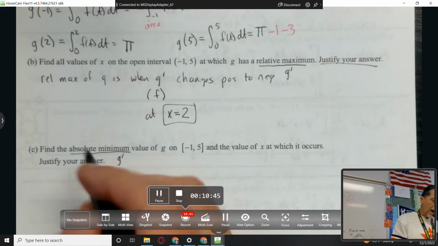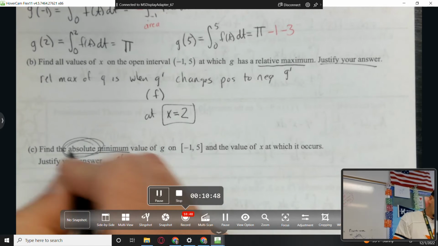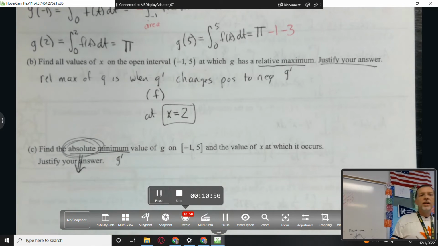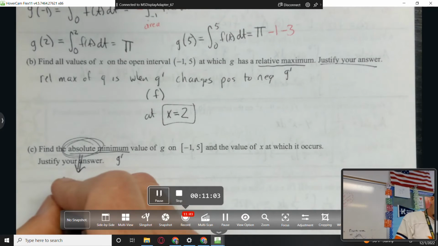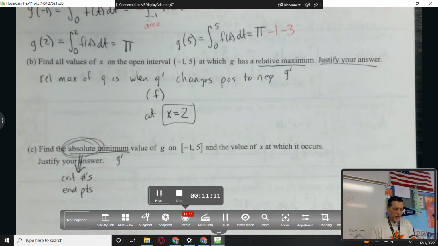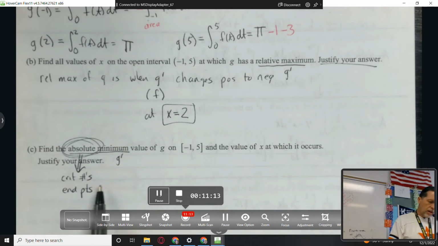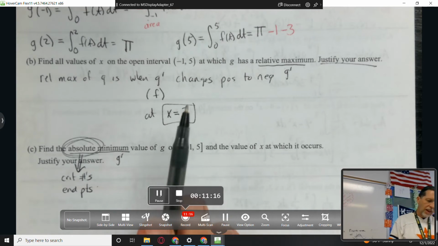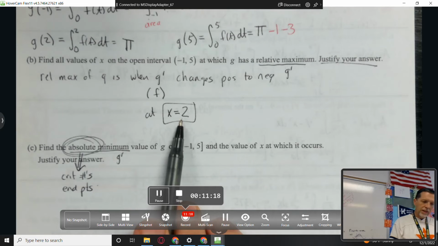Part C, find the absolute minimum. Absolute is like flashing red lights to worry about what? Critical numbers and endpoints. But especially the endpoints, because that's what people forget. Well, that was kind of them. We already found a critical number, but that was a maximum, so I'm not really worried about x equals 2.